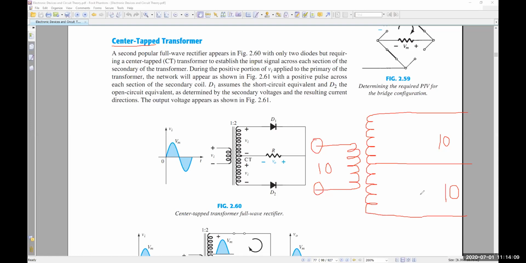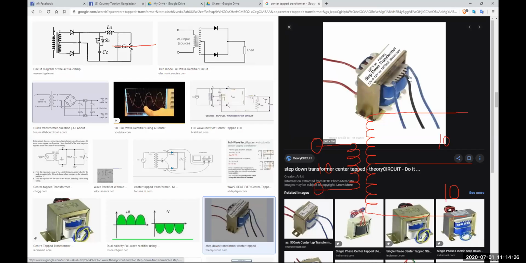That means you have a transformer that will double the voltage, but if you take the middle point as a third point, that will be divided. That means half. That means 10 and 10. So that is the third cable, the middle cable. Okay, that is the middle cable.